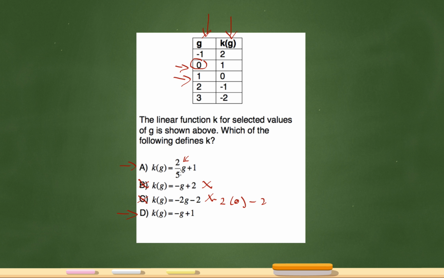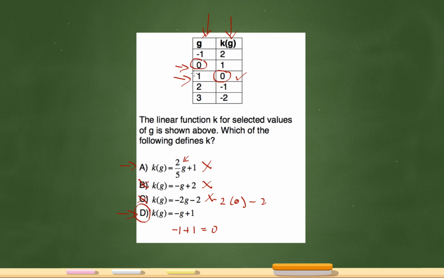2/5 times 1 is just 2/5. And 2/5 plus 1 is 1 and 2/5. But the output it's saying should be 0. So for that reason, I know A doesn't work, but let's go to D. If I plug in 1 right there, it'll be negative 1 plus 1, which is 0. And that's what the output is, so I know the answer has to be D because it's the only one that works.